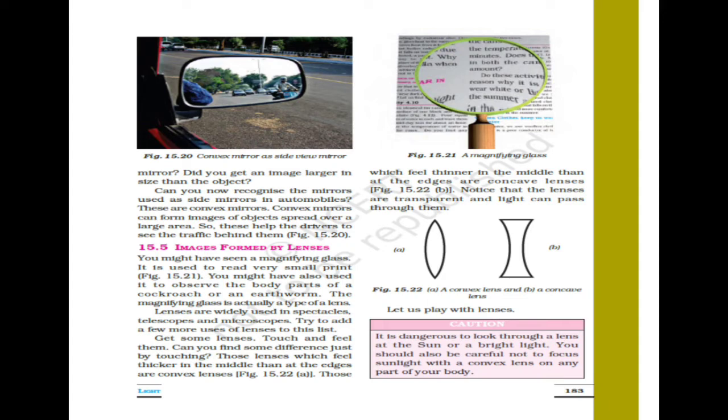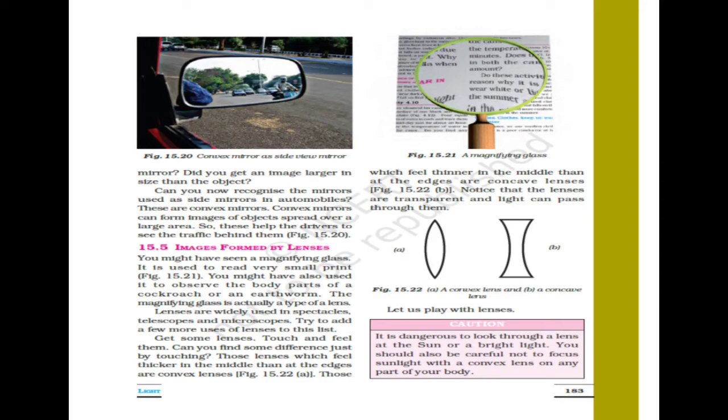Now let's see ahead. The next topic is images formed by lenses. Till now we have discussed mirrors. Now let's discuss what lenses are and how images are formed in lenses. You might have seen a magnifying glass. It is used to read very small print, shown in figure 15.21. You might have also used it to observe the body parts of a cockroach or an earthworm. The magnifying glass is actually a type of lens.